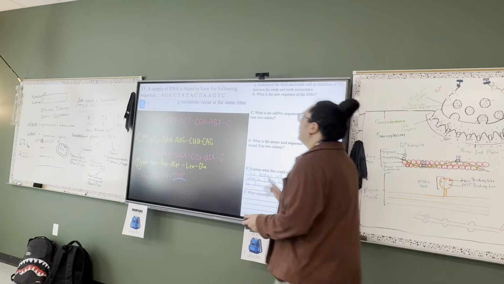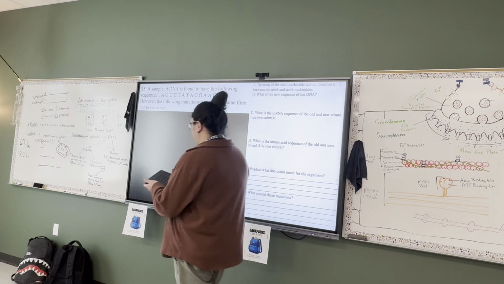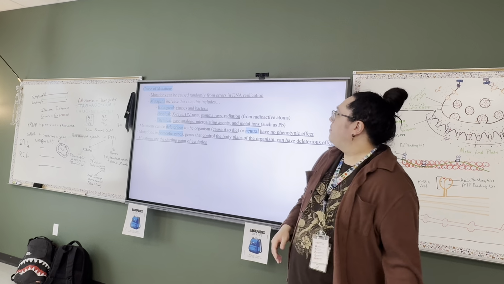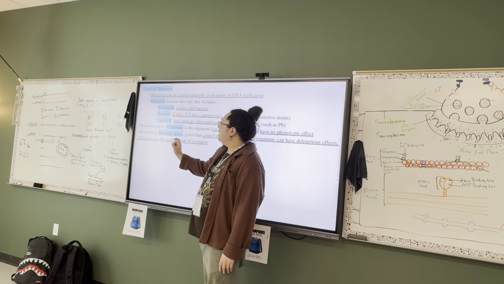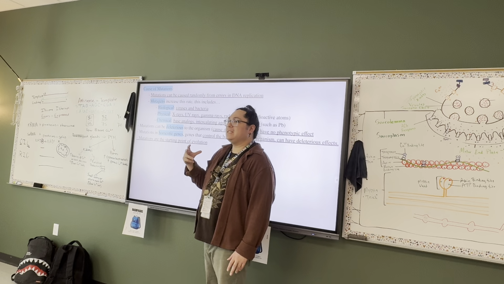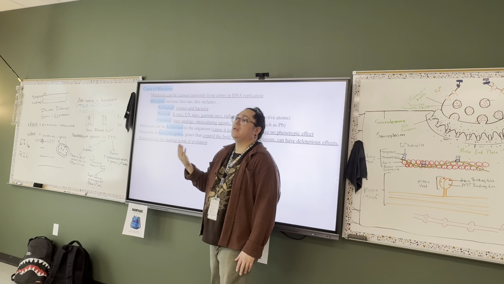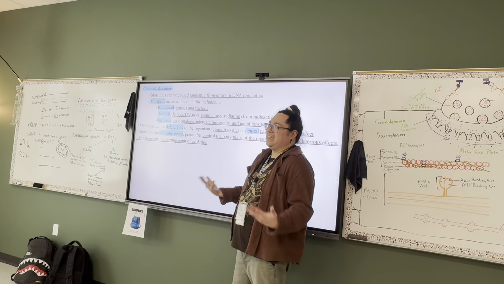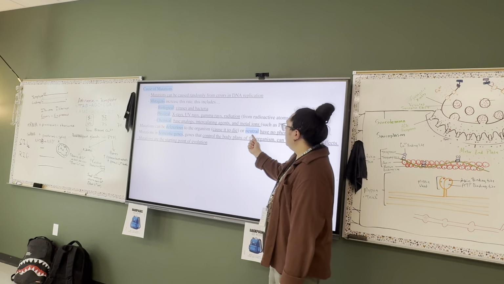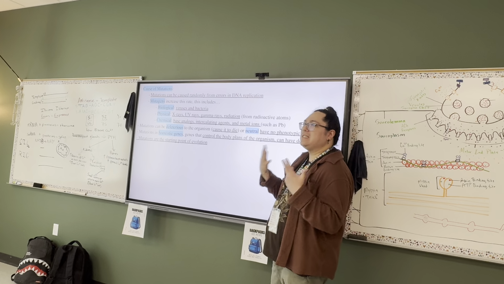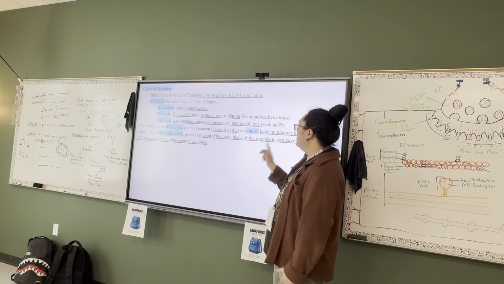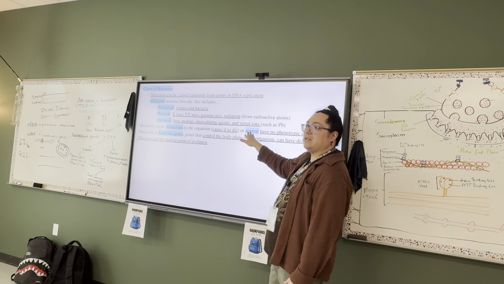Okay, I want to go back really quickly just to emphasize this, because mutations can be what? Deleterious, which means that it could cause the organism to die. Another word for it is lethal. Or it could be what? Neutral, which means it has no phenotypic effect, which means that you don't really see a result from that mutation. This could be more something like silent mutations.